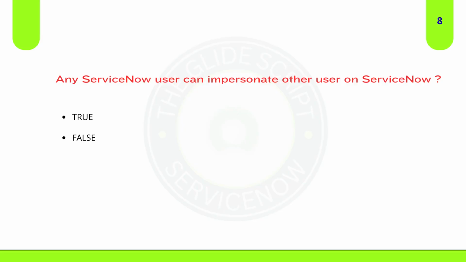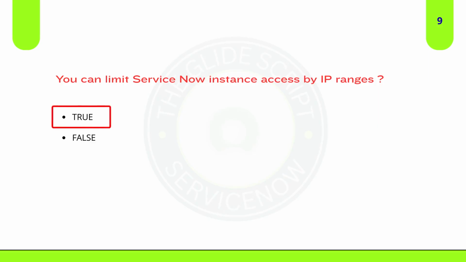Try to answer. No. The answer will be false, because only an administrator on a ServiceNow instance has the ability to impersonate other users. Other users cannot impersonate. So false is the answer. You can limit ServiceNow instance access by IP ranges. Yes. We can limit ServiceNow instance access by IP ranges that can be defined in whitelisted IP fields.